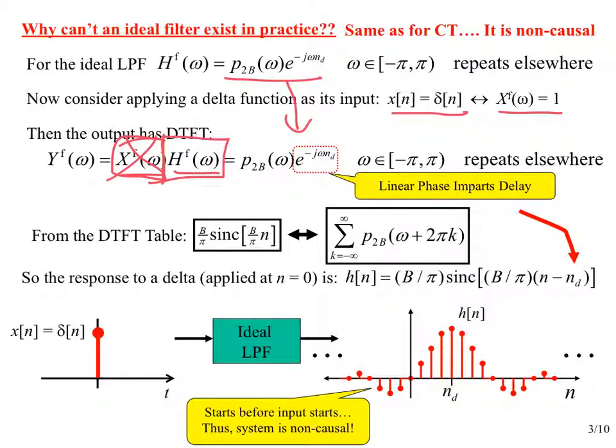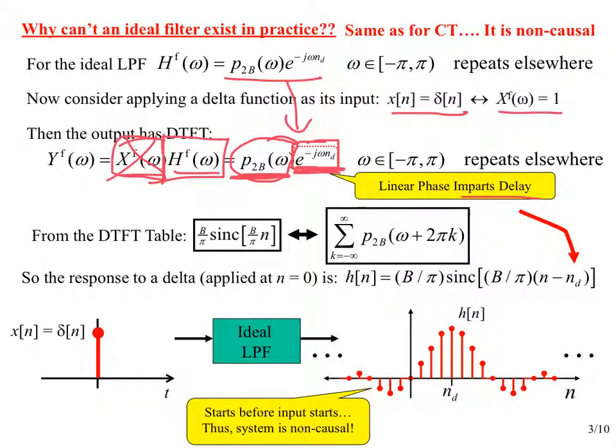Now we want to find out what this output looks like. We recognize that if we can find the inverse DTFT of this, we can use the delay property of the DTFT to see that this linear phase response of the filter basically just imparts a delay on whatever the time domain version of that is.